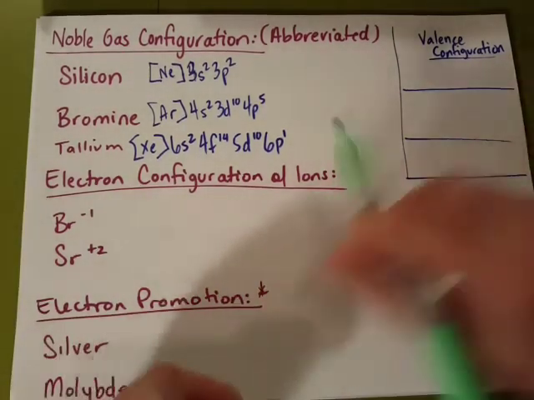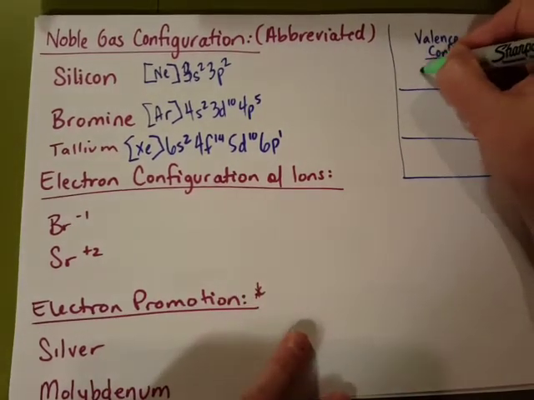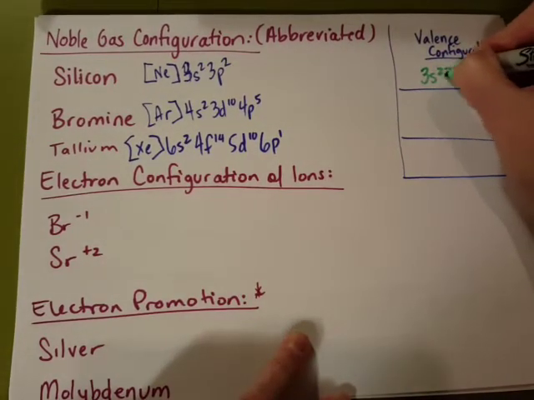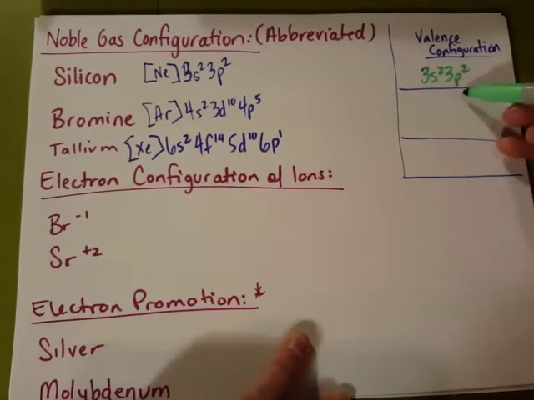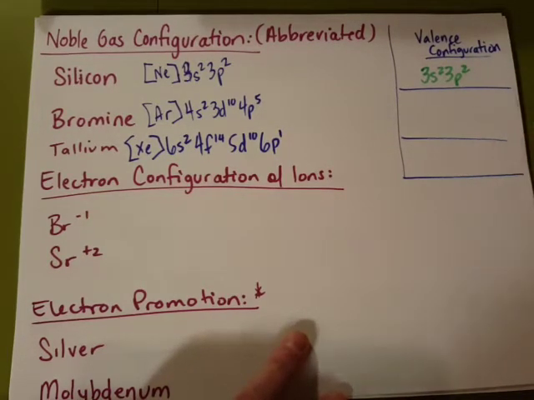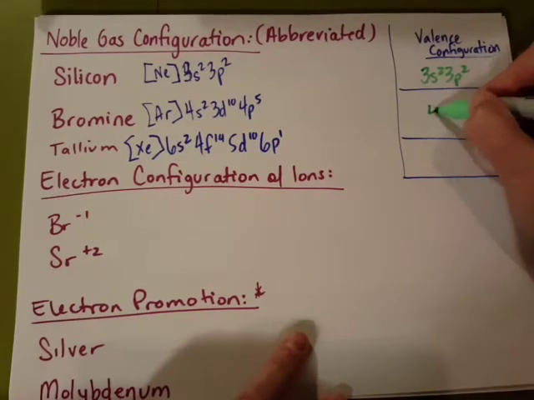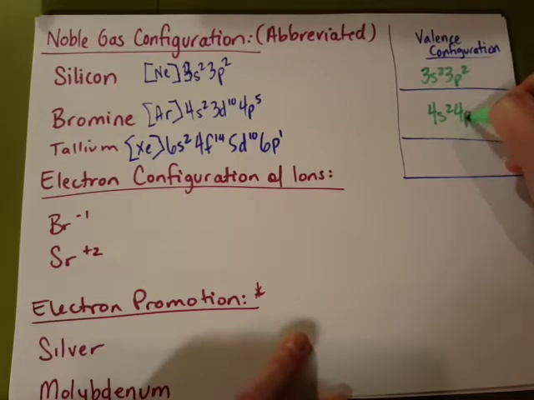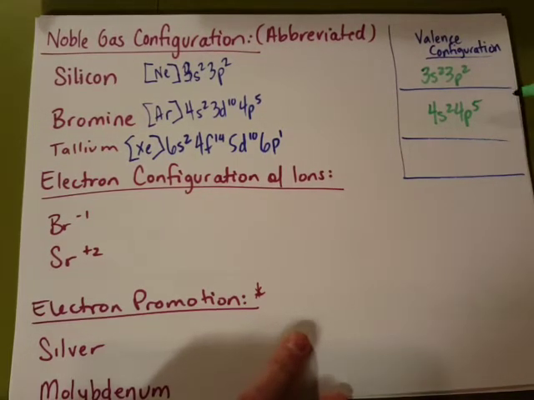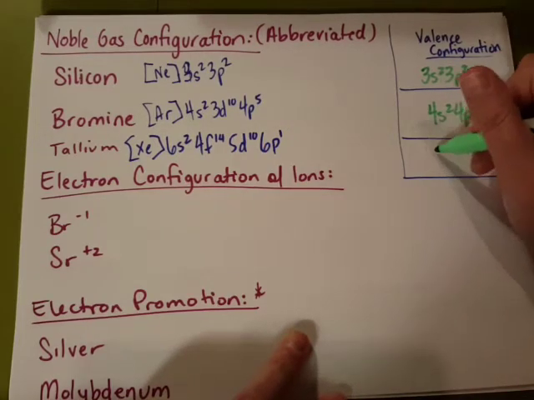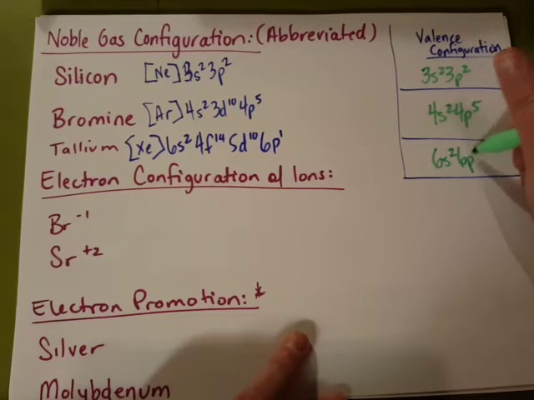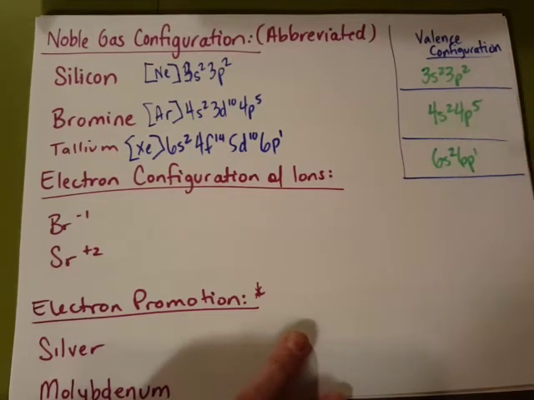So for silicon, our valence configuration would simply be 3s2, 3p2, because these are in the third quantum level, or the third energy level. For bromine, our valence configuration would be 4s2, 4p5, and we would ignore the 3d10 because that's in the third energy level. For thallium, it's just 6s2, 6p1. So again, ignoring all the other things. This is the valence configuration, electrons in the outermost energy level.